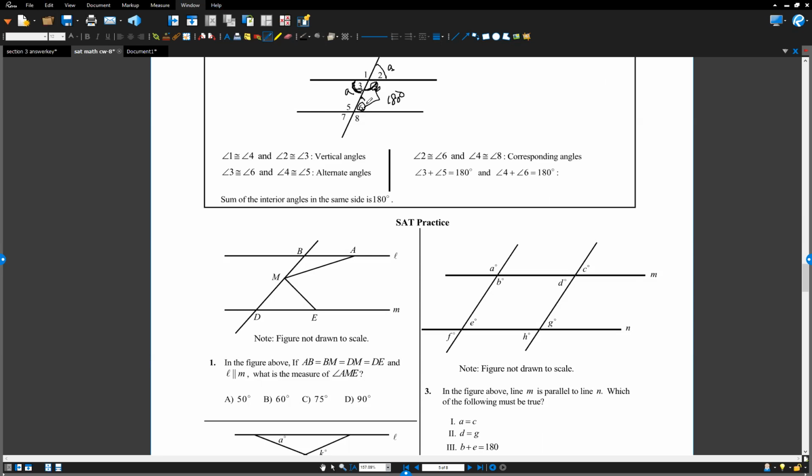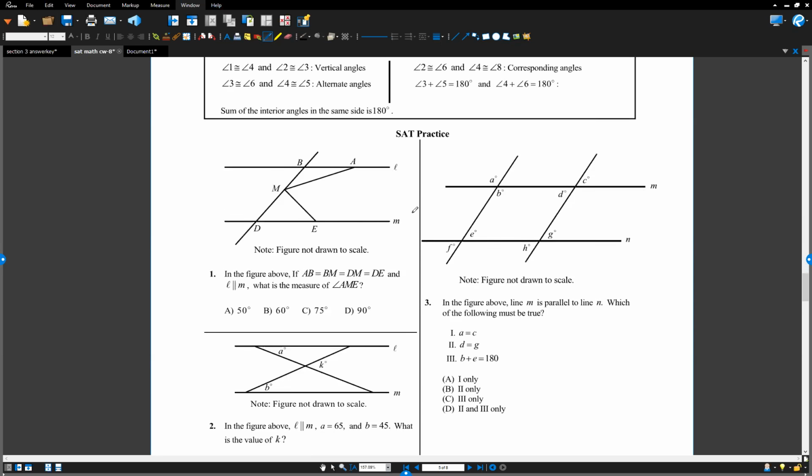This is an alternate interior angle, the same number. So A plus B is 180. We already know that. This is also A plus B, right? So the sum of the angles on the same side must be 180. Okay. All right, now we try number 1 up there.